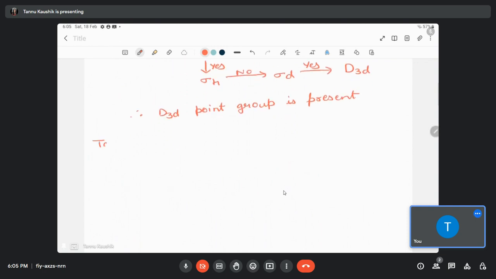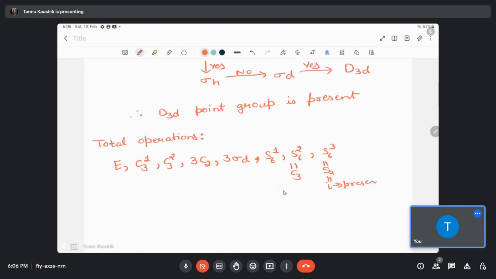So what are the total operations present in the molecule? Identity operator, C31, C32, then three C2 axes of rotation, three dihedral planes, S61, S62, which is equivalent to C3, S63, which is equivalent to S2, which is equivalent to i, and since we have N equal to 3, so we will have an inversion center present in this molecule. Then S64.